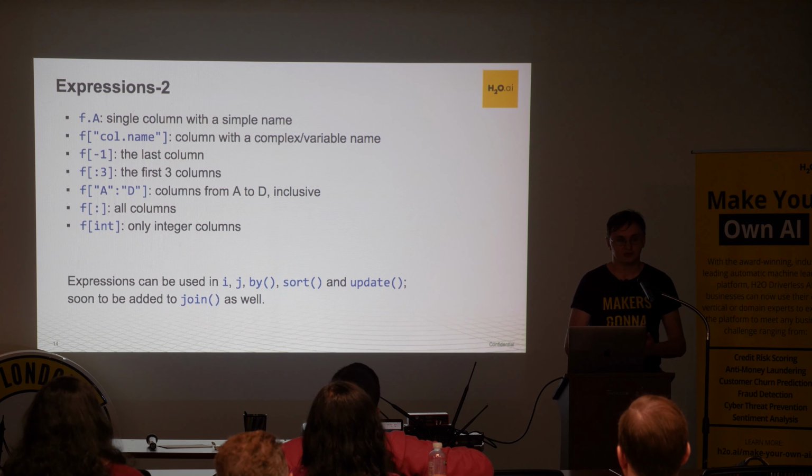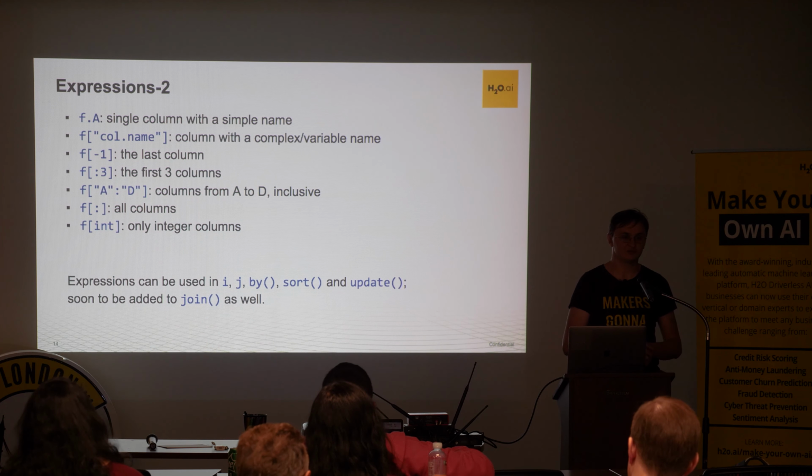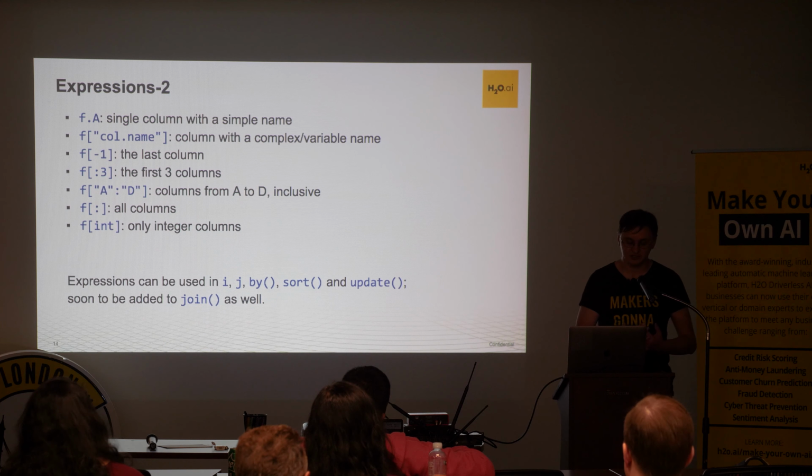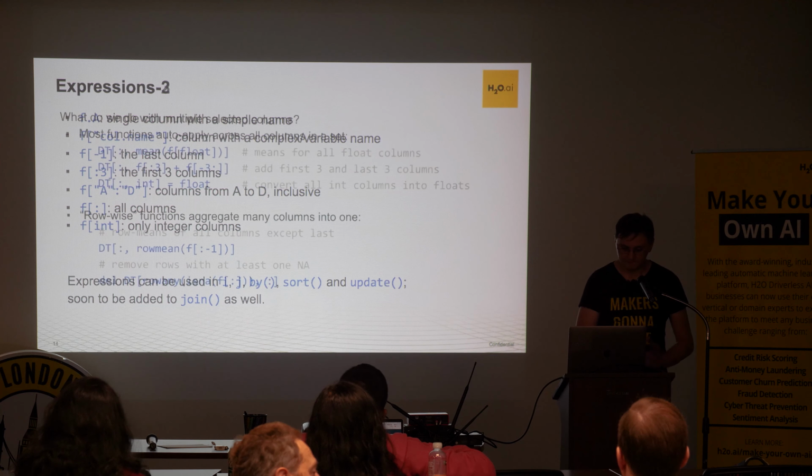And you can also use indices to refer to a specific column by index. You can also use a slice, and it could be either a numeric slice or a string slice, to refer to multiple columns at once. So the f notation can select multiple columns at once. And the last example, f[int], shows that you can even use a type to select the columns of a specific type. So f[int] selects the integer columns, and that expression that selects only specific columns can then be used in whatever other places: i, j, by, sort, and all other clauses.